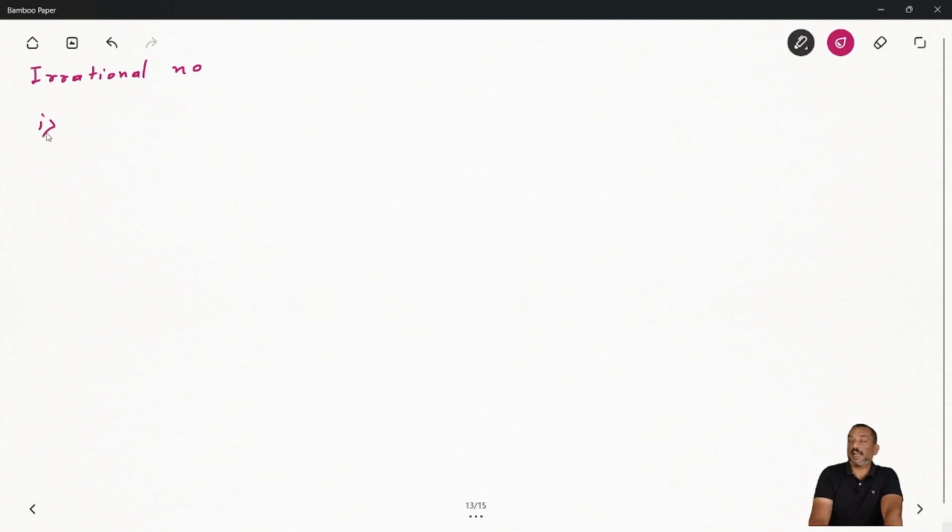So first one, addition of two irrational numbers. Suppose we say root 3 is added with root 3. So what will you get? 2 root 3. If you have different roots, suppose root 3 is added with root 2, you can say different roots cannot be added, so it is just root 3 plus root 2.